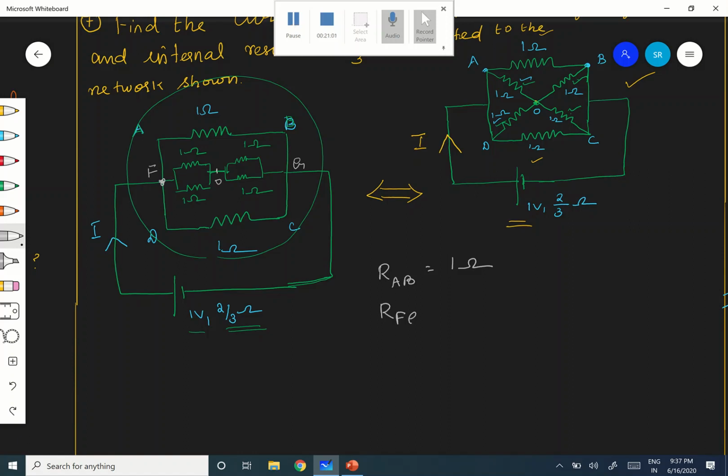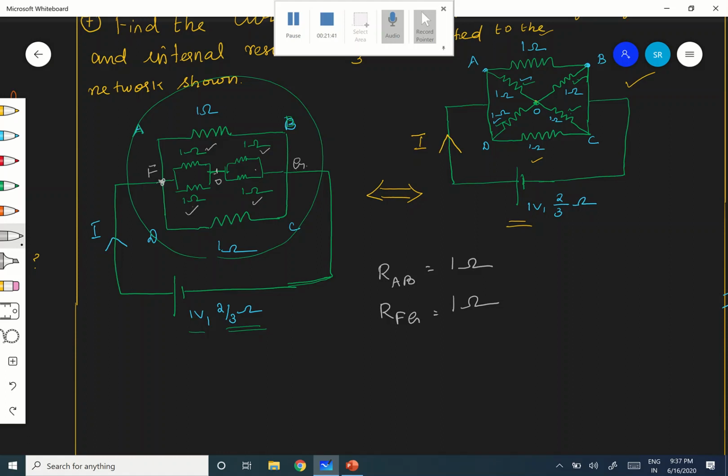What is RFG? See here, these two, 1 ohm, 1 ohm. Directly you can do it anyhow. This 1 ohm and this 1 ohm are in parallel, therefore that will be 1 by 2. Here this 1 ohm and this 1 ohm are parallel, that will be once again 1 by 2. And these two resistors are in series. Half and half in series, therefore total will be 1 ohm. Are you following? So RFO is nothing but 0.5, 1 by 2. ROG is once again 0.5. So RFG is nothing but 1 ohm.